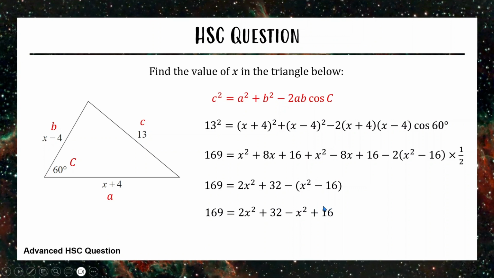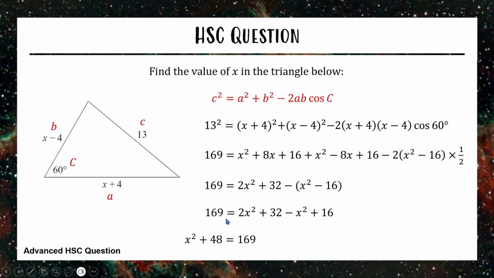Okay, now simplifying even more, I've got 2x squared take away x squared, which is going to be 1x squared. I'm just going to put this on the left for now to make things a little bit easier. So 2x squared take away x squared is 1x squared. I've got 32 plus 16, which is equal to 48. And the other side of the equation, which I've now put on the right to make my life a little bit easier, is still 169.